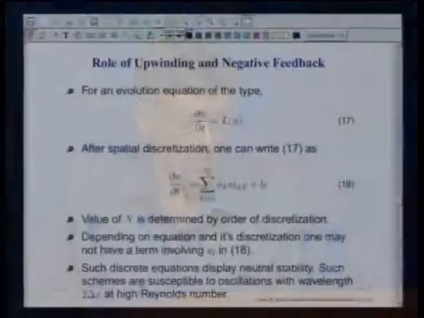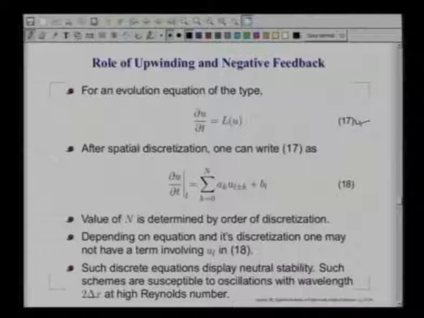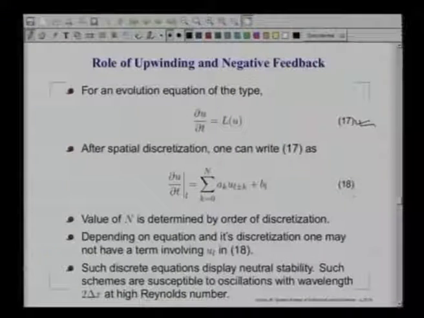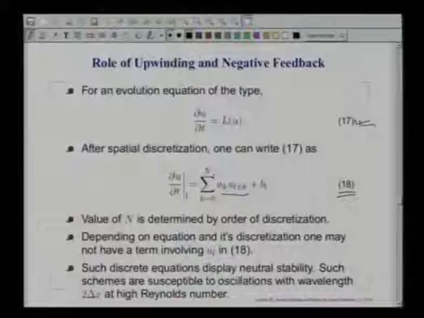Let us say we look at some kind of evolution equation like this, then we can think of L of u as including all the spatial derivatives. And then we can write down the spatially discretized scheme like equation 18. You see there are all kinds of terms involved here. K goes from 0 to n, determined by the order of the scheme. We have seen that if we take a second order scheme we need 3 points, if we take a fourth order scheme we need 5 points, if we need a sixth order scheme we need 7 points. So, n is determined by the order.